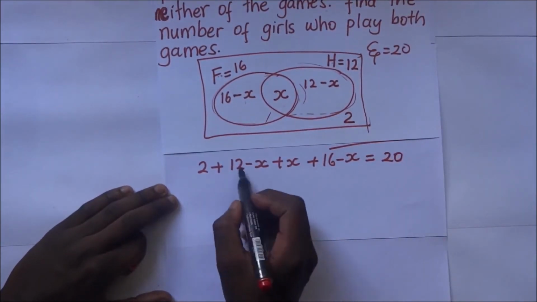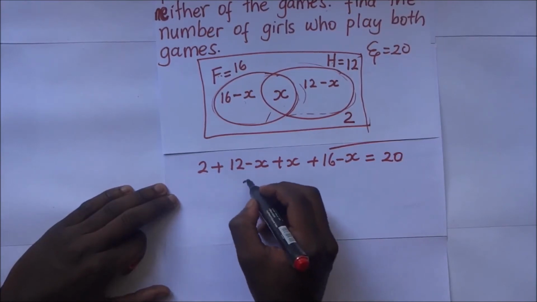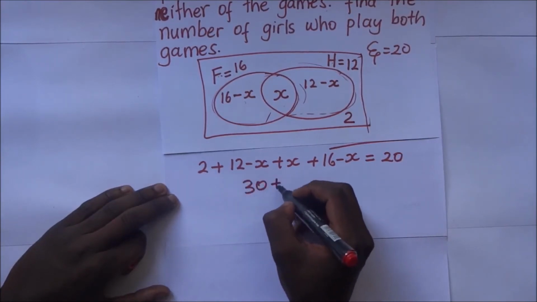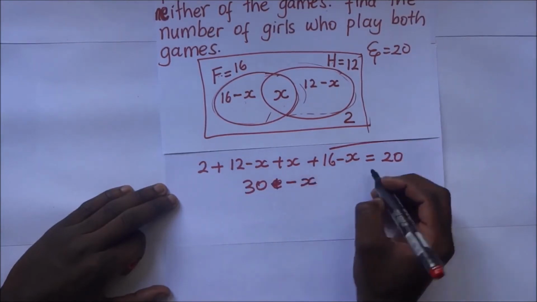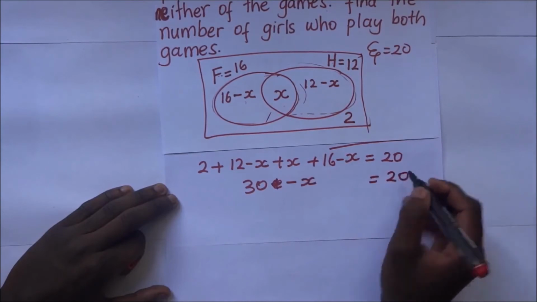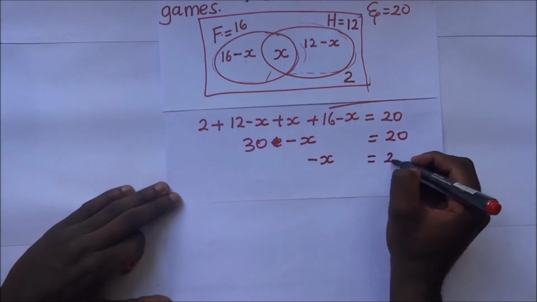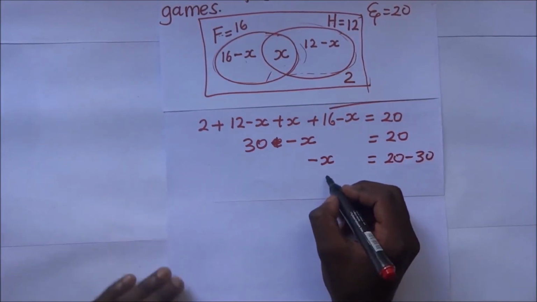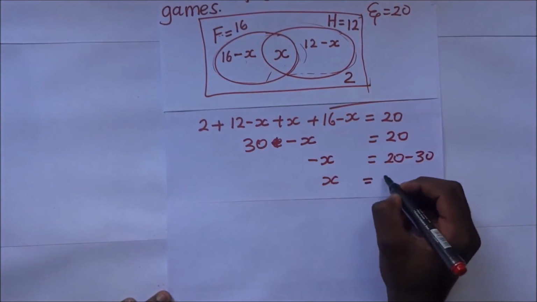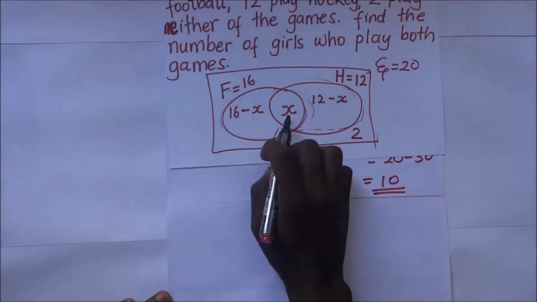So this is going to become 12 plus 2 plus 16, so this is going to be 30. 30 minus x is equal to 20. So you remain with negative x giving you 20 minus 30. Of course, our value of x is going to become 10. So it means our value of x is 10.